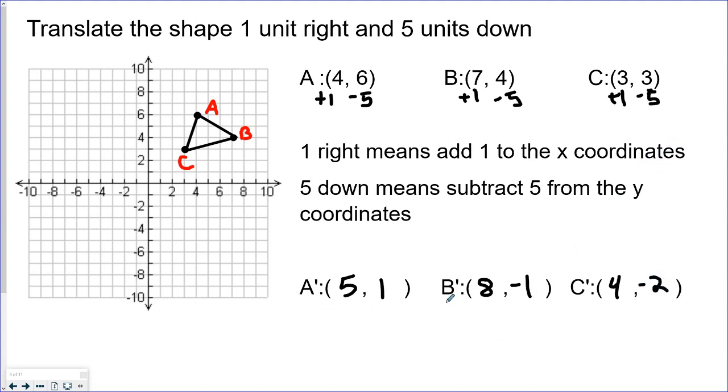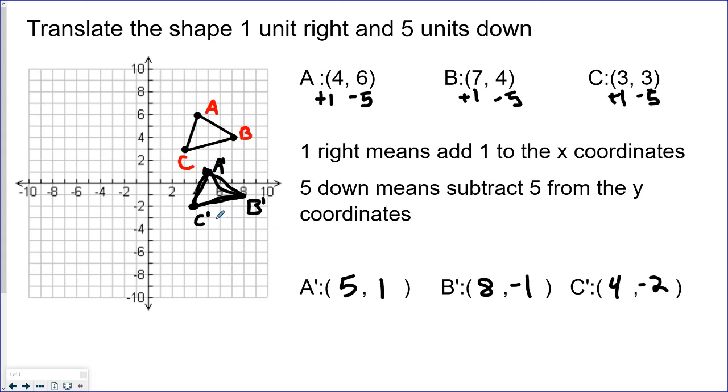And then once you have the points, just go ahead and plot them. So A prime is at 5, 1. So here's 5, here's 1. So that's A prime. B prime is at 8, negative 1. So that's down here. And then C is at 4, negative 2, which is right down here. And so there is my moved triangle. Again, kind of have a kink there as I'm drawing the triangle, but you have to do.